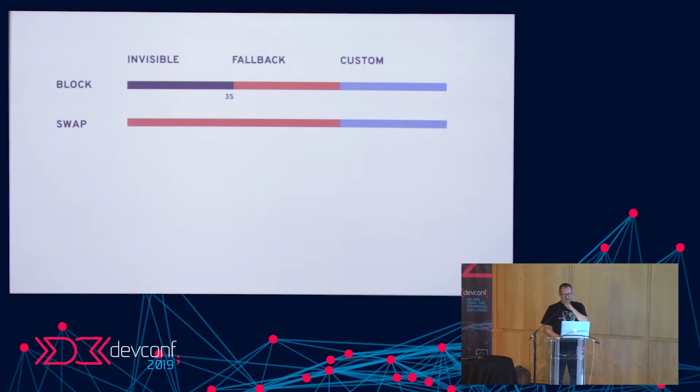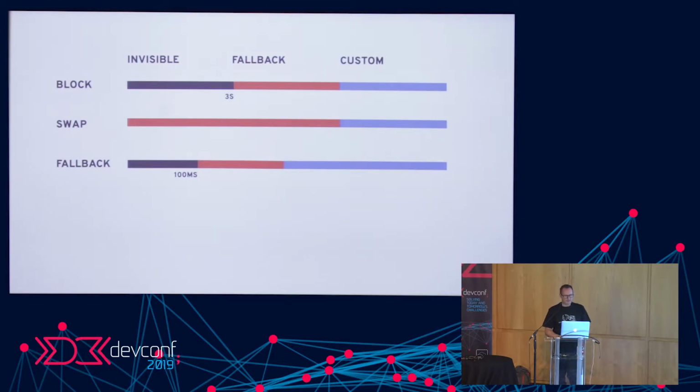Swap goes straight to fallback. Once the custom font is downloaded, it swaps it in. Fallback will start for 100 milliseconds. It'll look for the custom font, and then go straight to fallback. Then it will download the custom font.